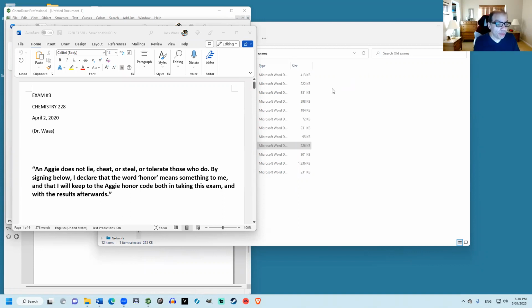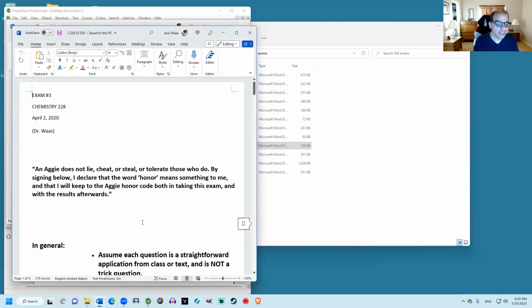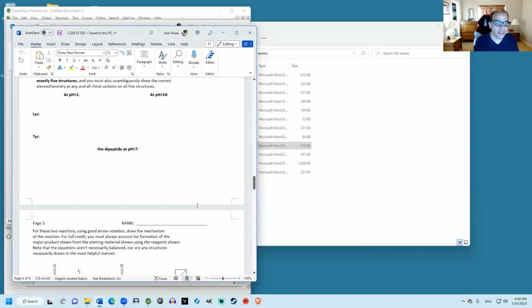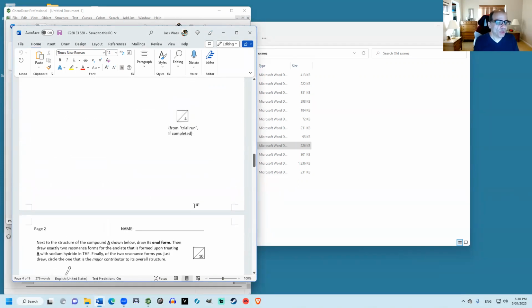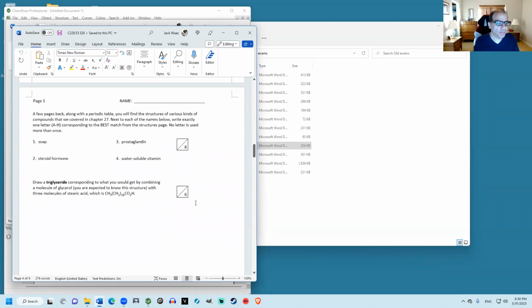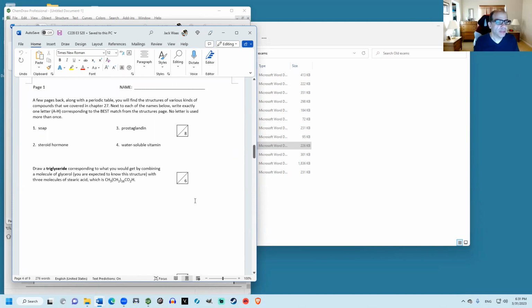So what I thought I would do is go over the old exam that I posted from 2020 when everything was all messed up. All our exams were online and so forth. So, the first part of this exam was from chapter 27, and you are likely to get questions something like this as well. It's basically matching.